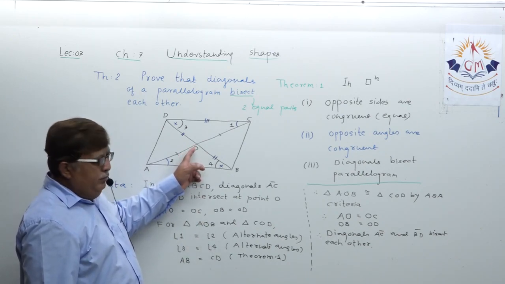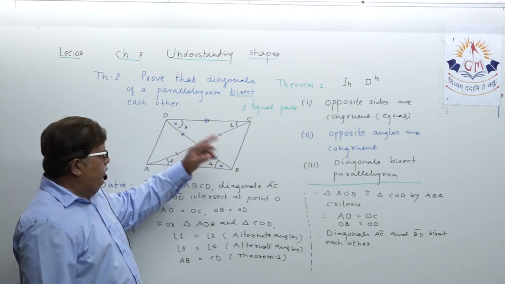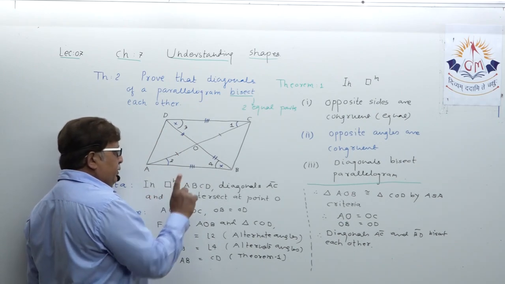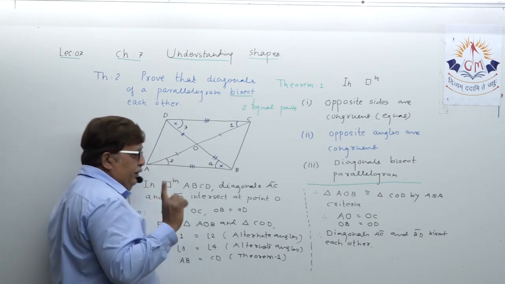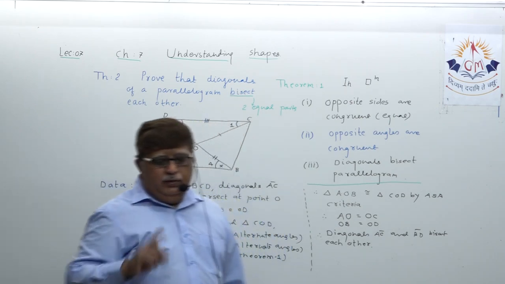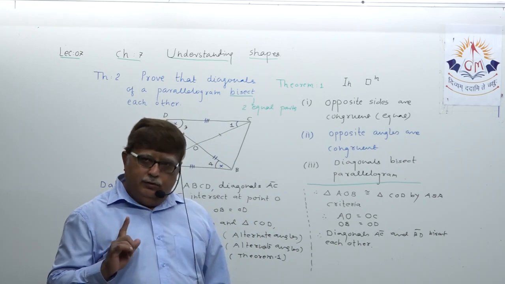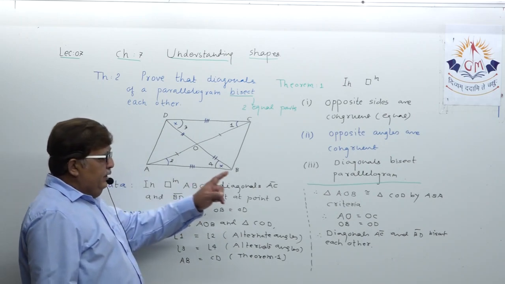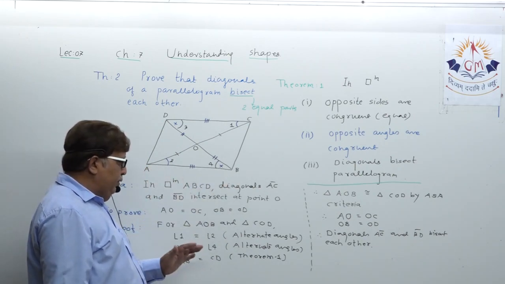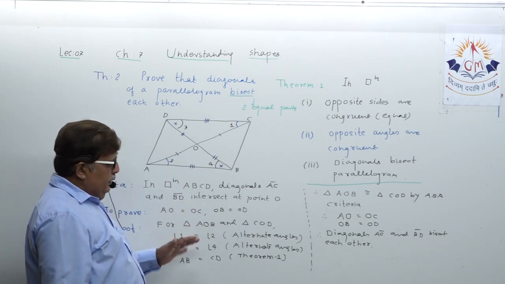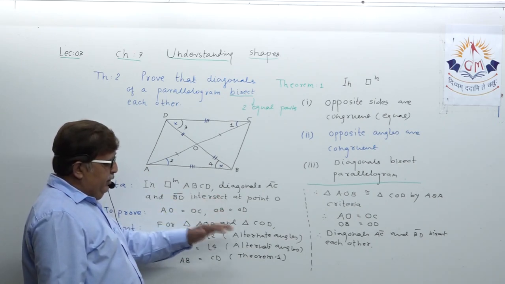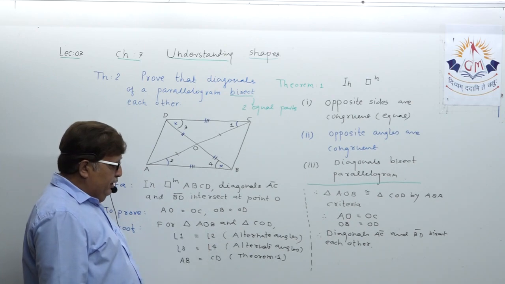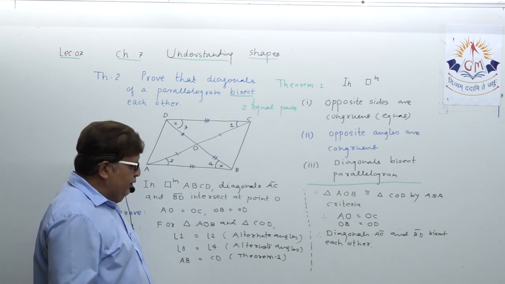And because you proved AO equal to OC, OB equal to OD, that means diagonals of a parallelogram bisect each other. You understood this? So dear student, before I write the fourth property of parallelogram, I expect that you must have noted down the complete theorem from the board. If any one or two statements are left, please take a little time to note down.